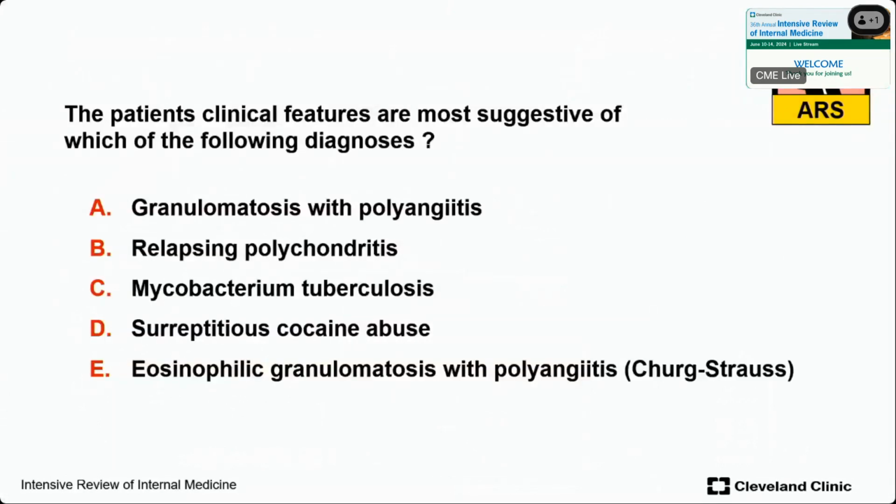This patient's clinical features are most suggestive of which of the following diagnoses? A, granulomatosis with polyangiitis, B, relapsing polychondritis, C, mycobacterium tuberculosis, D, surreptitious cocaine abuse, or E, eosinophilic granulomatosis with polyangiitis, Churg-Strauss.